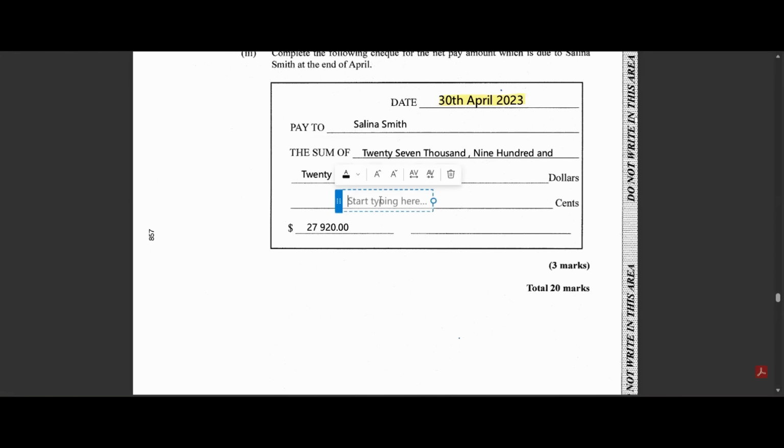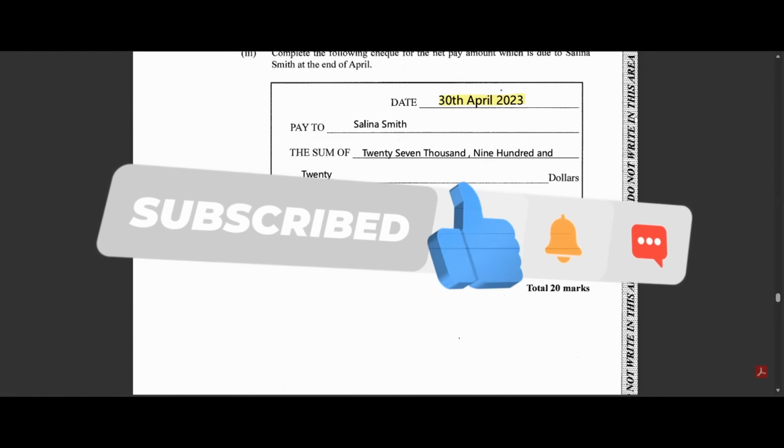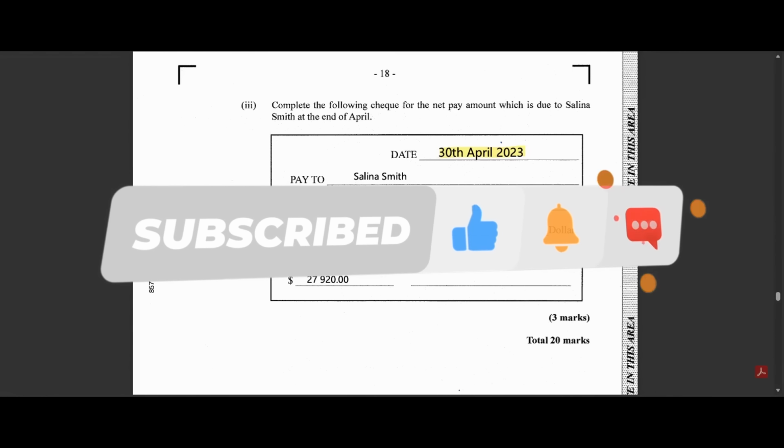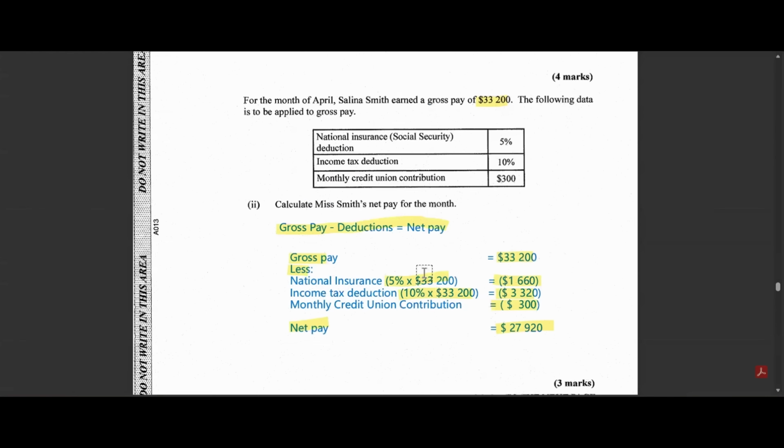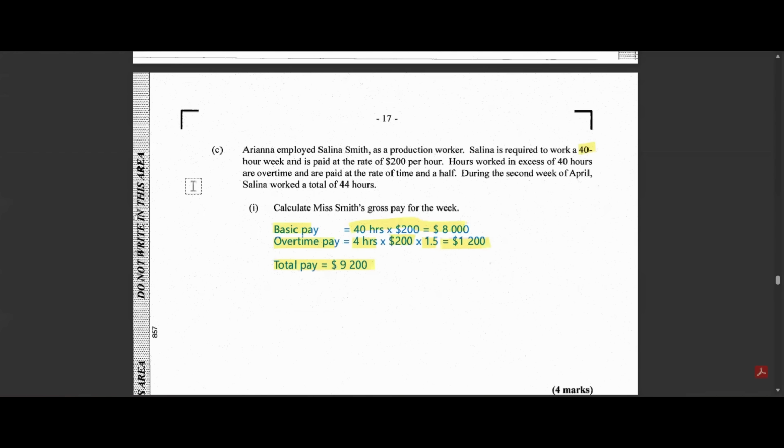Right, there we go. Good job, guys. $27,920.00, put a little dash in extra cents. Now the signature is going to come here, and the person making this payment will be Ariana. So let's just put Ariana's name here. Great. There you go. And this is what it would have looked like, guys. All right, so Ariana was the one making the payment.